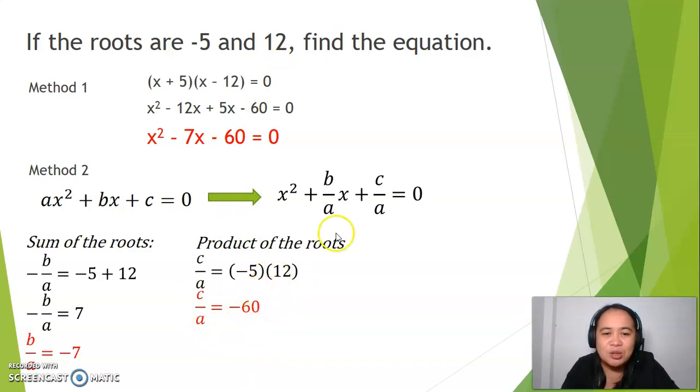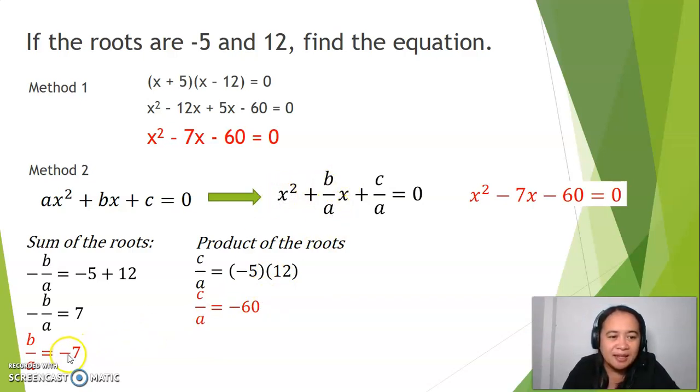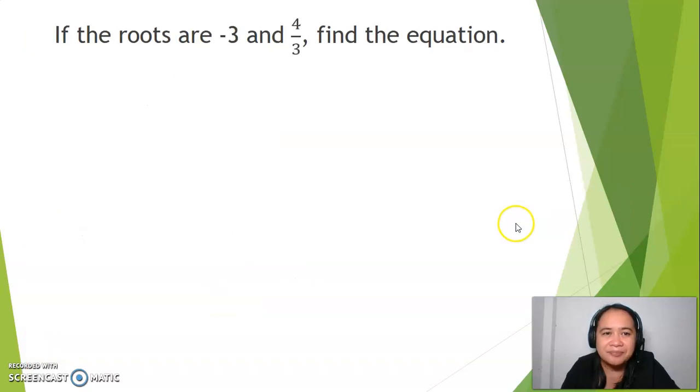Now, let's substitute this in this equation. So with this, x squared, our b over a is defined as negative 7. So it's negative 7x plus our c, which is negative 60, so minus 60, which is exactly the same with method 1. Another example. Now, if the roots are negative 3 and 4/3, find the equation.